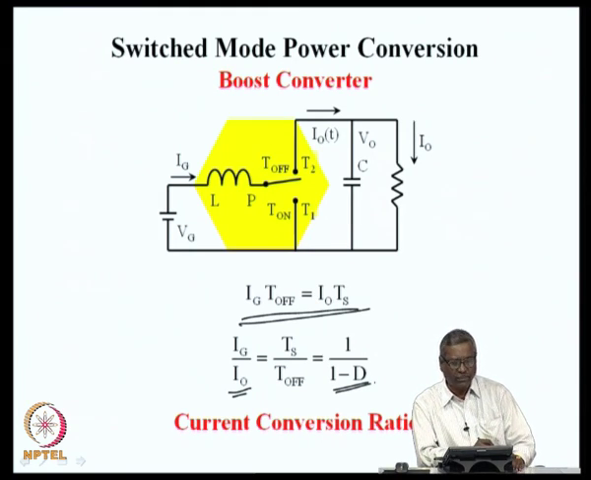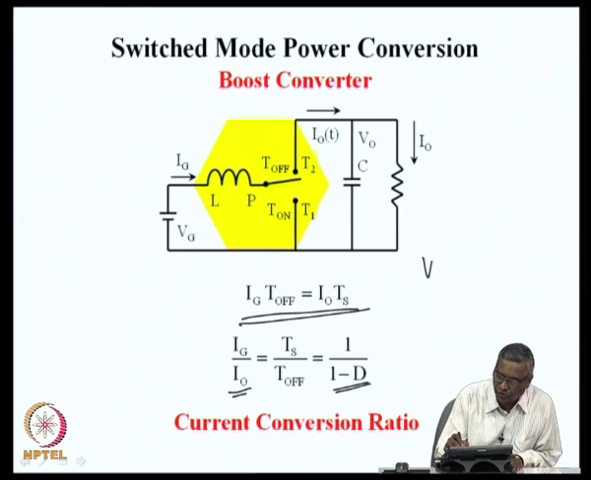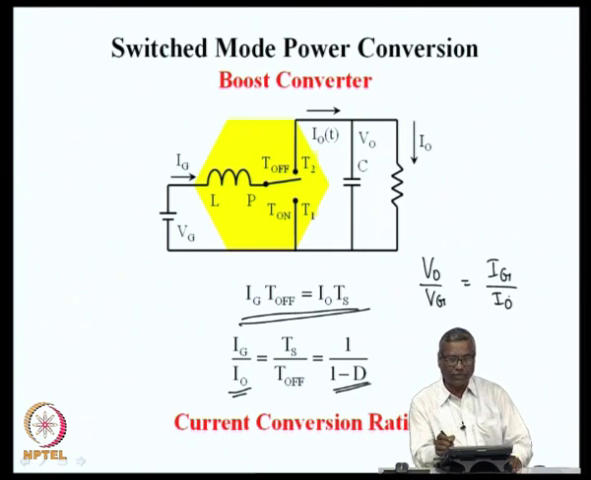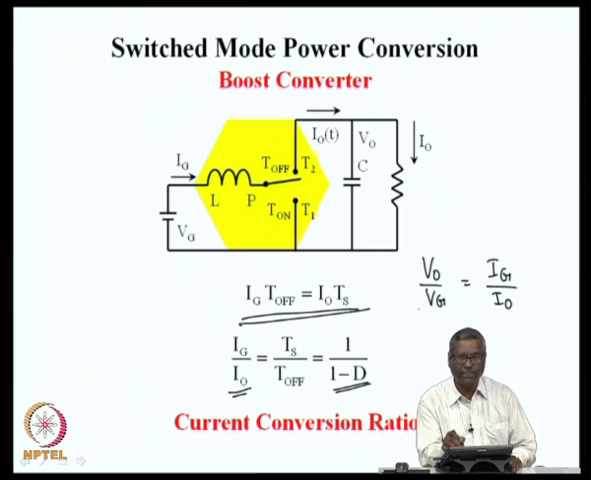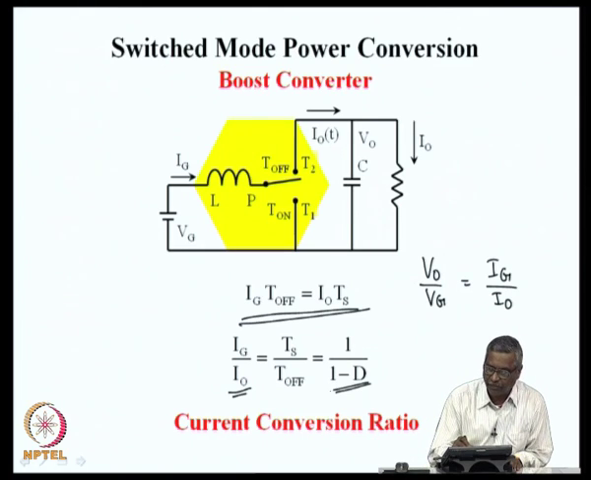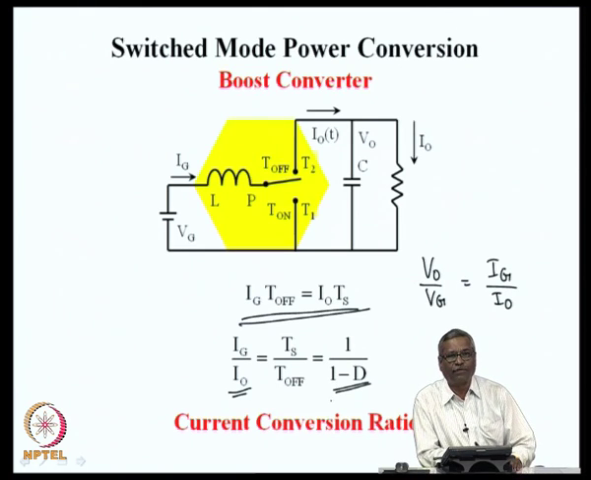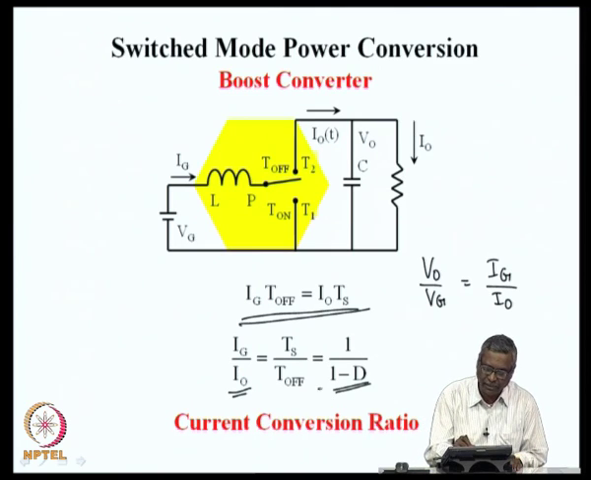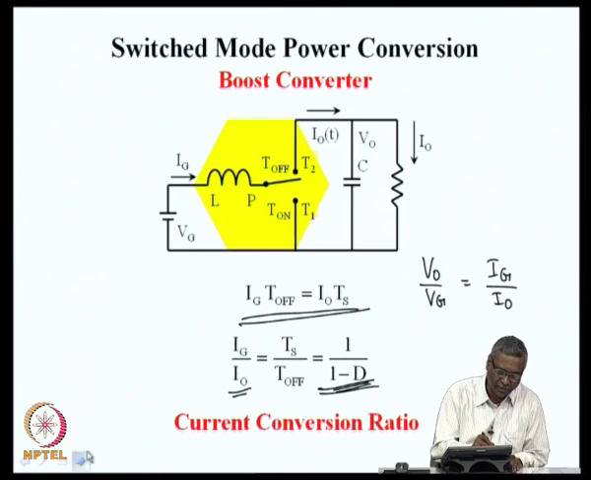The forward voltage conversion ratio V naught by Vg will be the same as the reverse current conversion ratio Ig by I naught. This is because V naught I naught is equal to Vg Ig in an ideal converter. All the input power is the same as the output power, and because of that the ratio of V naught by Vg is the same as the ratio of Ig by I naught, which is what we have seen here as 1 by 1 minus D.